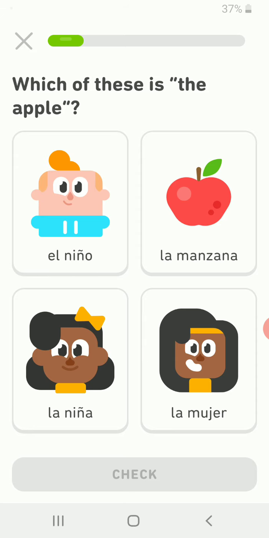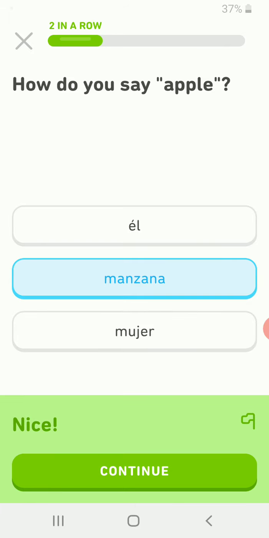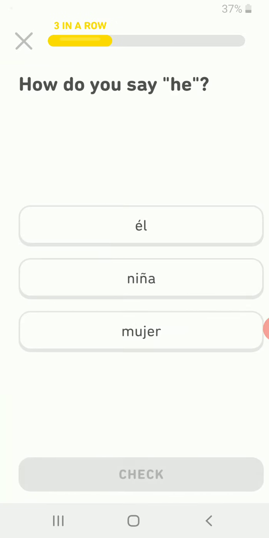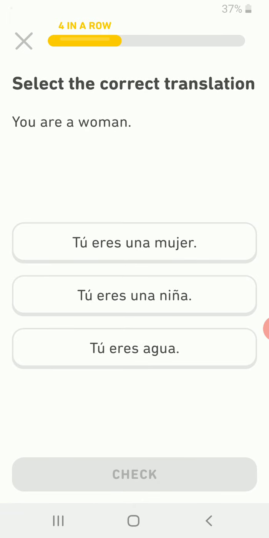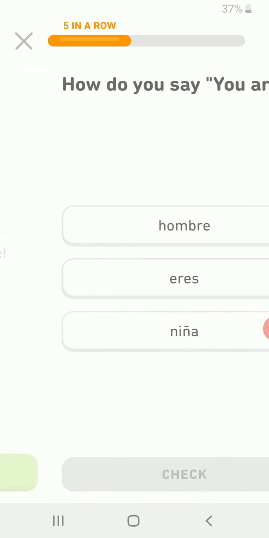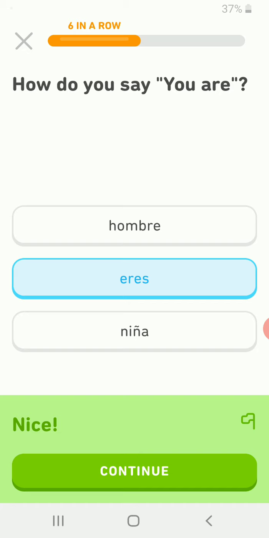So which one is the apple? Of course, la manzana. How do you say apple? Manzana. The boy, el niño. He, él. You are a woman. Tú eres una mujer. You are, eres. Notice that we don't make use of the subject pronoun here because the conjugation of the verb itself helps you to understand what we're talking about.